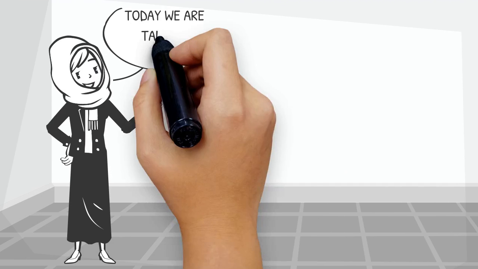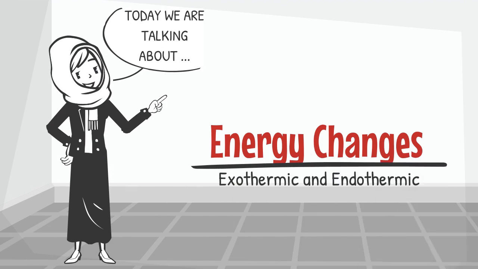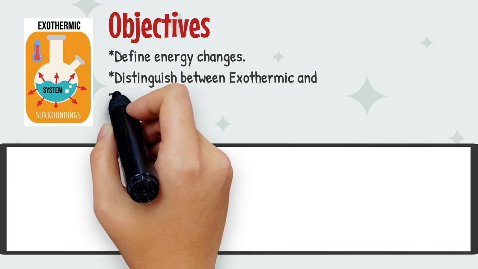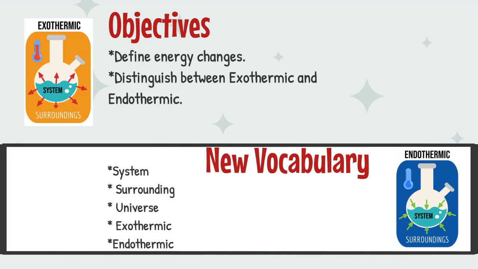Hello everyone. Today we are talking about energy changes and we will introduce exothermic and endothermic reactions and processes. The main objectives of today's lesson are to be able to define energy changes and to distinguish between exothermic and endothermic reactions and processes. We will learn some important scientific terms such as system, surrounding, universe, exothermic and endothermic.